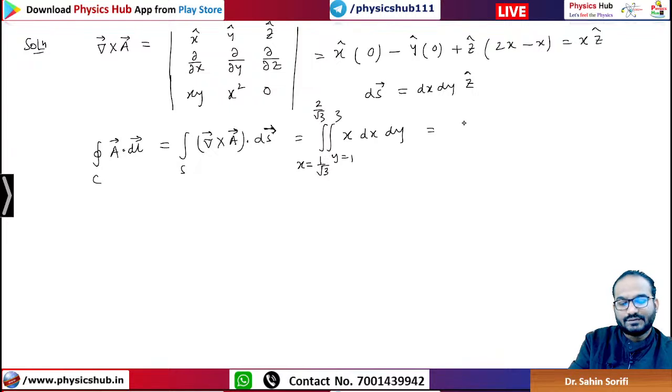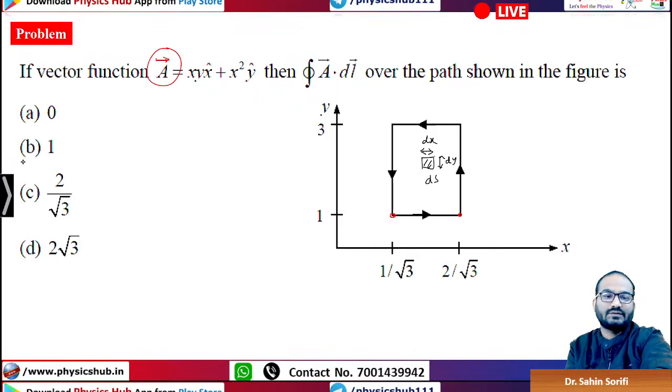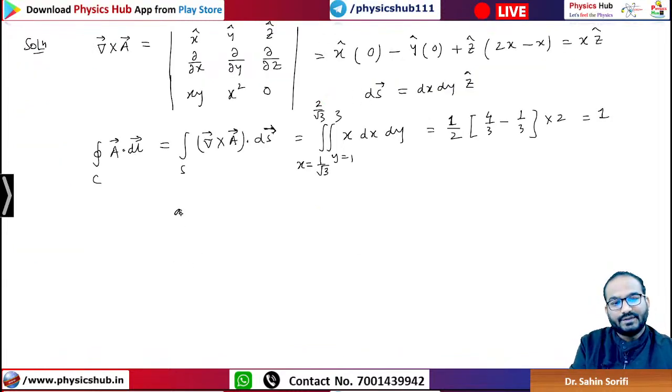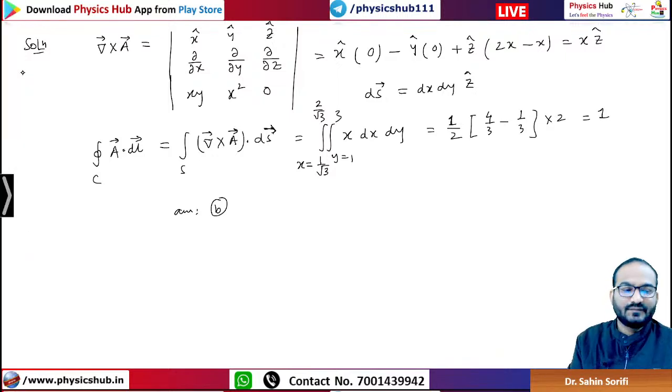And integral of x dx is x square by 2. So 1 by 2 we have taken outside. x square means the square of this thing, so 4 by 3 minus the square of this thing, 1 by 3, and from the integral of dy we are getting 3 minus 1, which is 2. So this is nothing but 1. So the value of this integral over this path is 1. Option B is coming out to be correct. Clear?